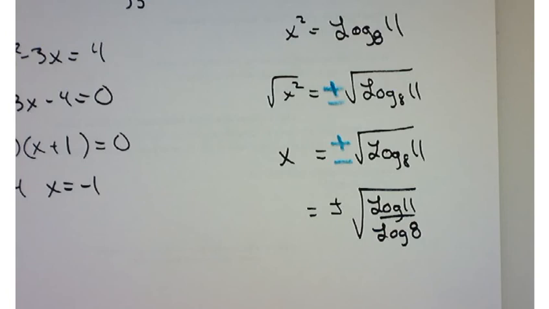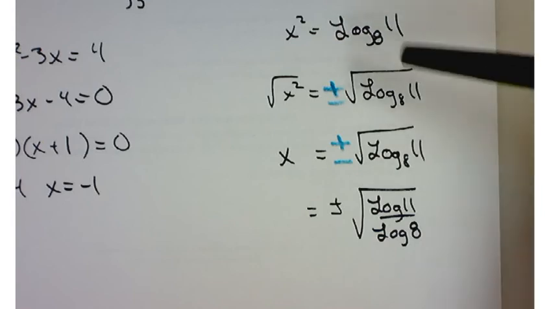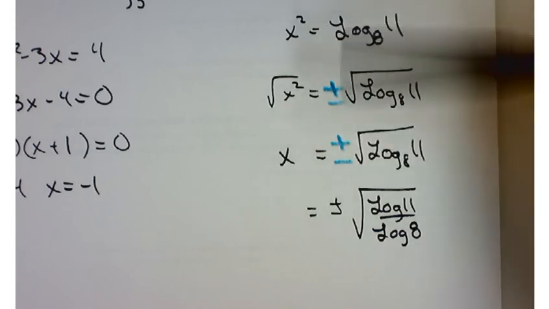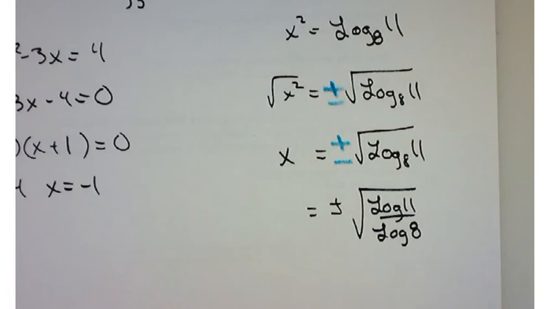Well, why do we have to use a plus or minus? Can anyone suggest a reason? Yeah, because we're taking the square root on both sides. That's why you needed it there. Okay. Let's take a break here. We'll come back and we'll finish up logarithmic equations.